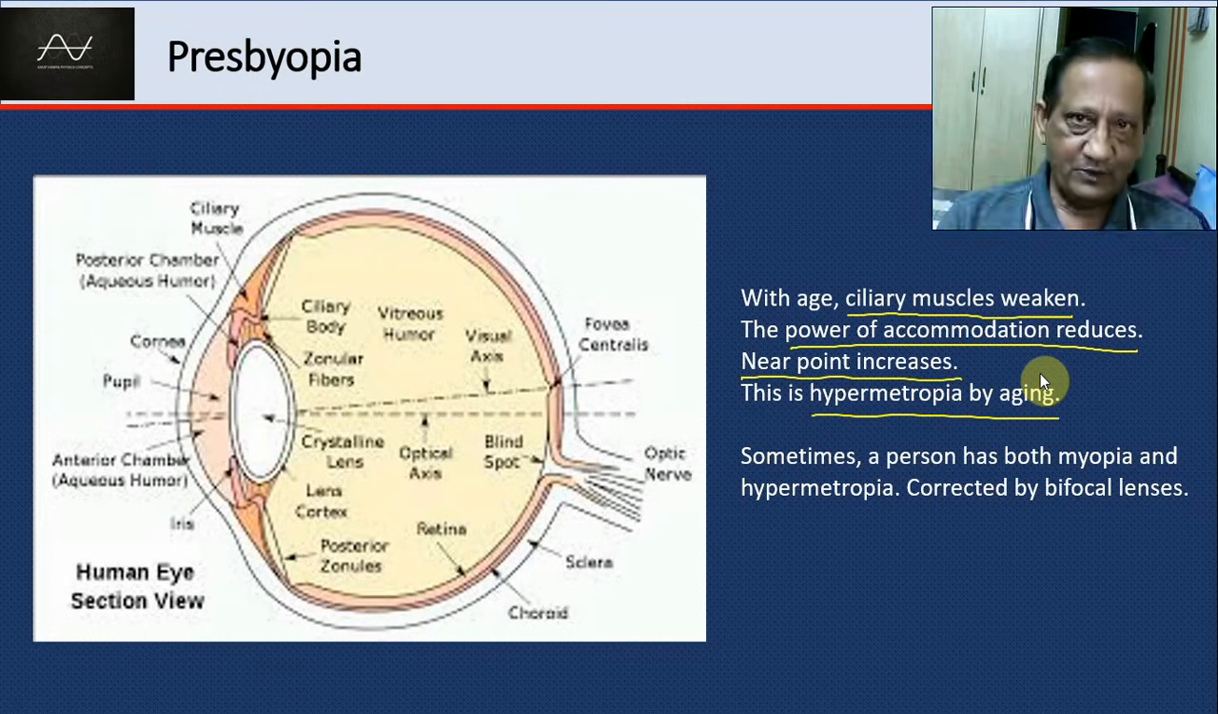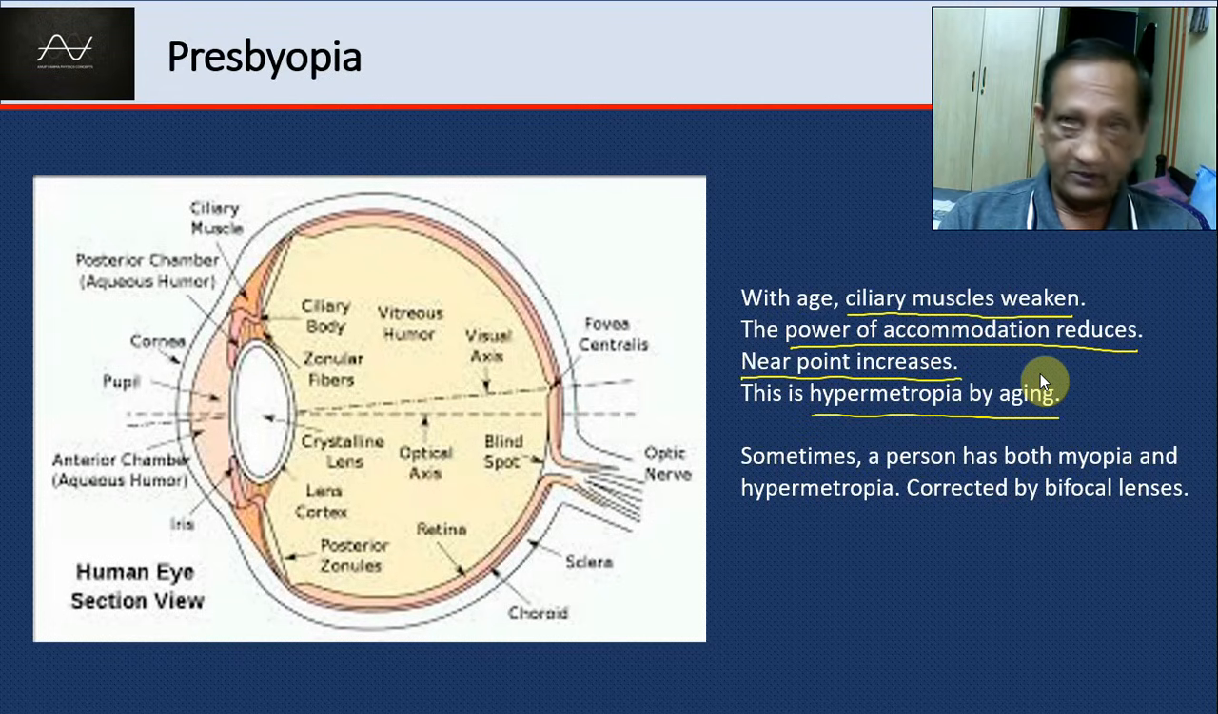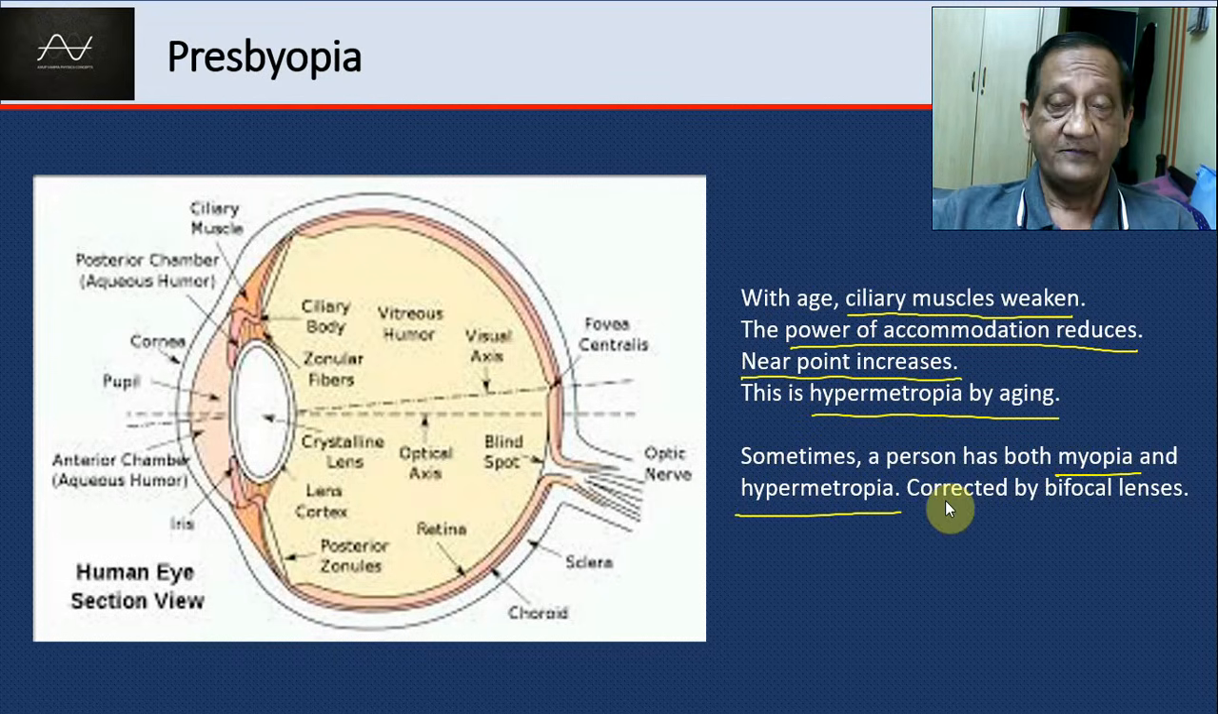So anybody who is more than 40 years of age will have presbyopia. 95% people will have presbyopia because with age, the ciliary muscles are getting weak. But this can happen without aging also. Hypermetropia can happen without aging also. So sometimes, in fact, a person can have both myopia as well as hypermetropia. That means the near point is impaired and the far point is also impaired.